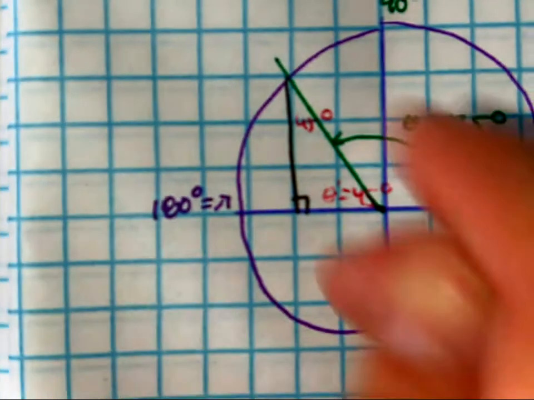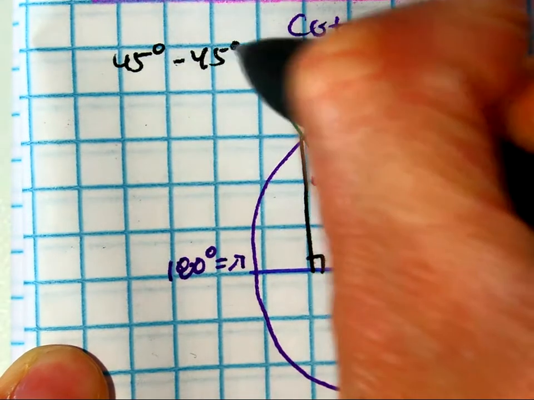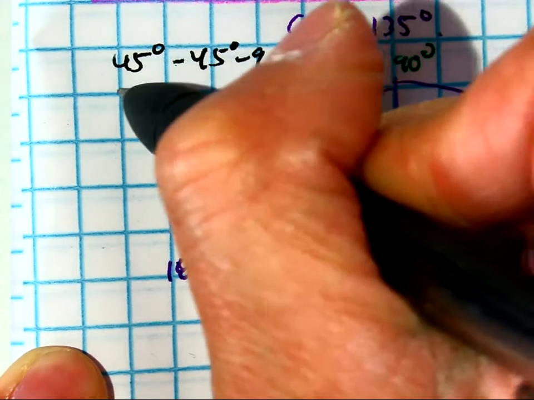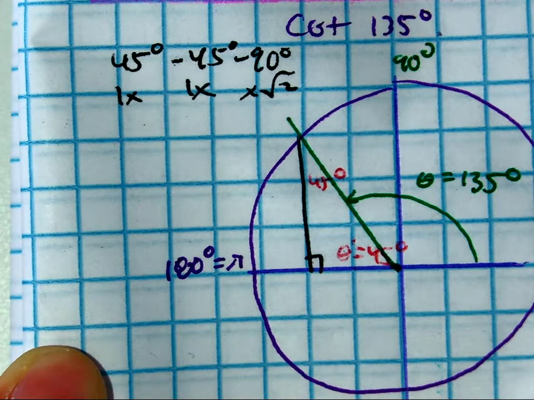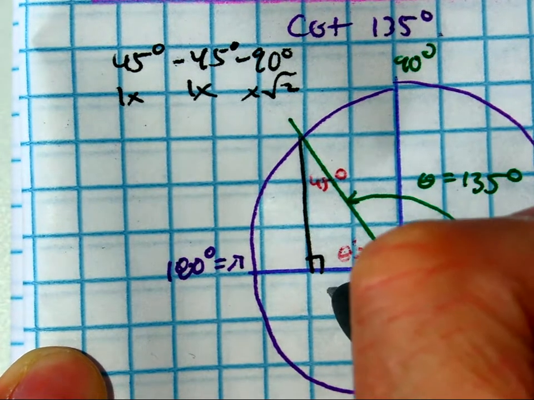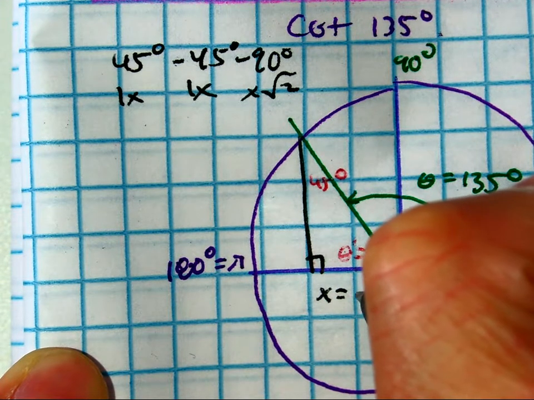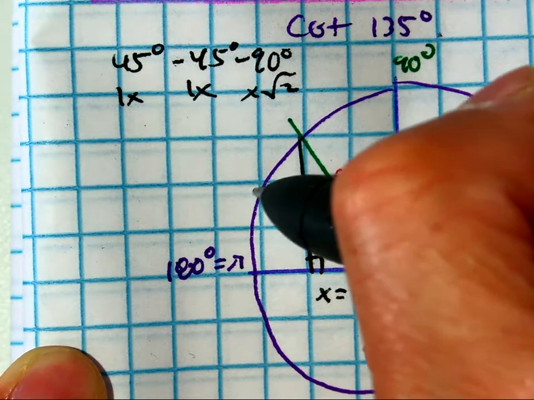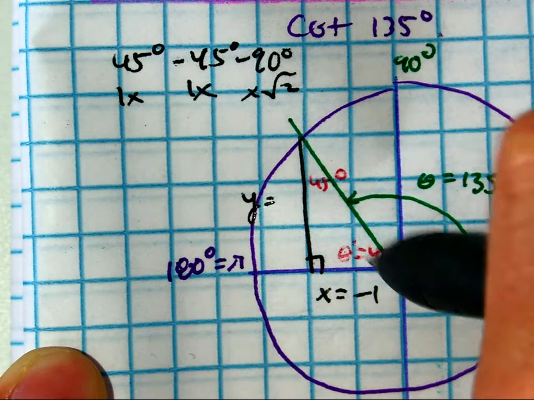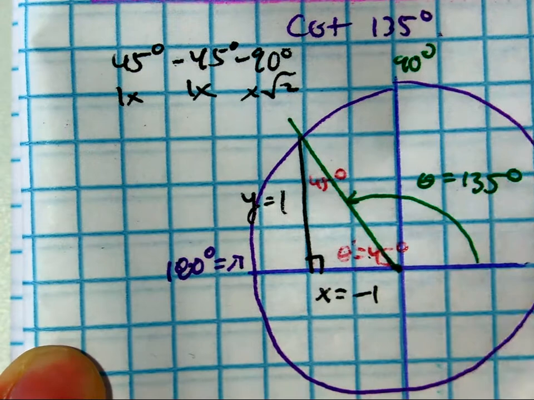45, 45, 90. So always across the 45s is a 1, and across the 90 is a radical 2. So across the 45 is a 1. This one is going to be positive or negative? Negative, because you're going where? Left. And then your y value is, across the 45 is always what? 1. In this case it's the positive 1. And then always across the 90 you will have a radical 2.